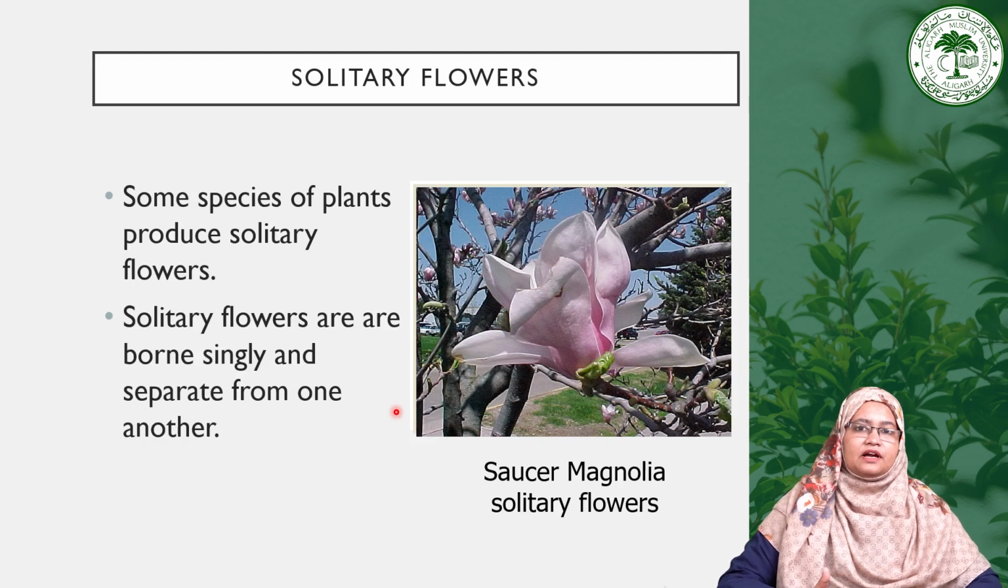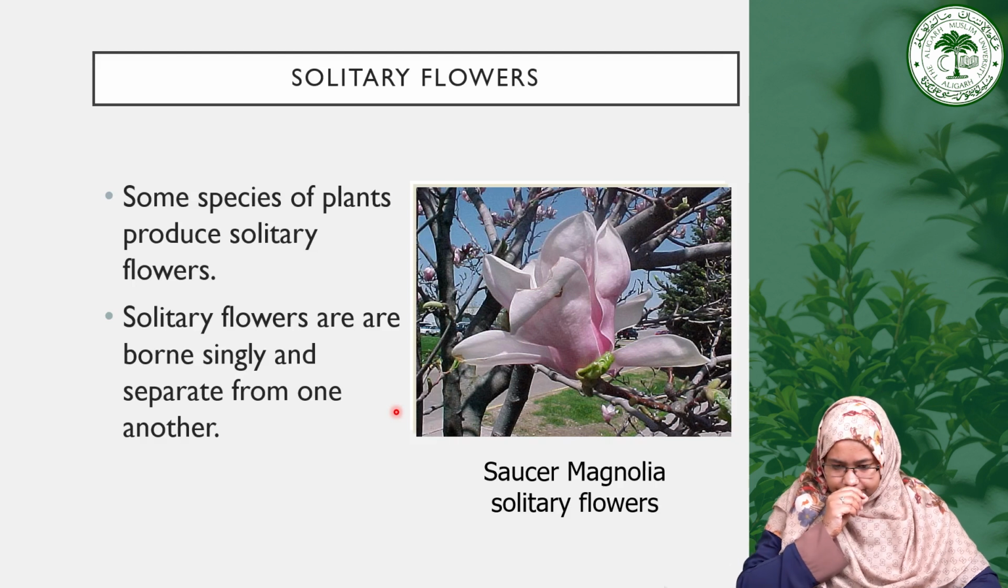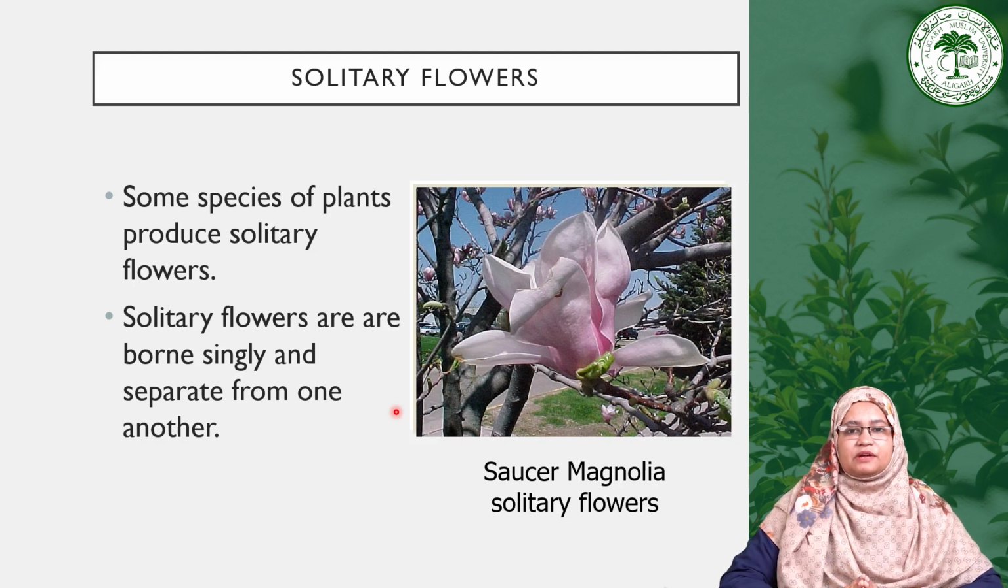The solitary flower may be produced on the terminal position, then it is called solitary terminal, and if it is present on the axillary side, then it is called solitary axillary. But in the case of a solitary flower, the flower is produced only singly on the stem axis. As examples, you can see the saucer Magnolia, or in the case of hibiscus there is also a solitary flower, or in the case of tulip, they have terminal solitary flowers.